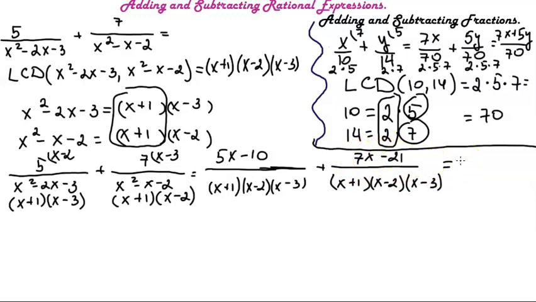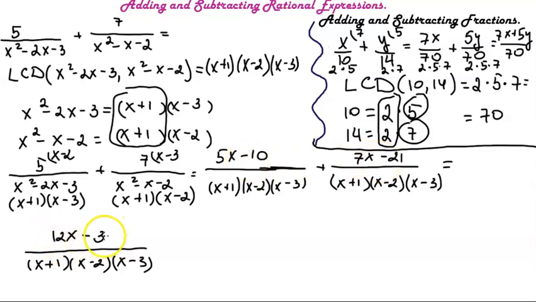Now I have two fractions with the same denominators that I need to add. So the denominator is the same, x plus 1, x minus 2, x minus 3, and the numerators will be 5x plus 7x, which gives me 12x, and then minus 10 and minus 21 will give me minus 31. So all you need to do now is write your answer, and you can leave the denominator in factored form.